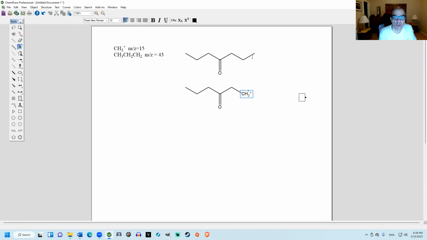So the reason I took away a methyl group is because a methyl group weighs 15, and 114, which is the molecular ion, that's how much the molecule weighs, minus 15 equals 99. And I saw a peak at 99, so that's what I think this one is. So that's 3 answers right there.